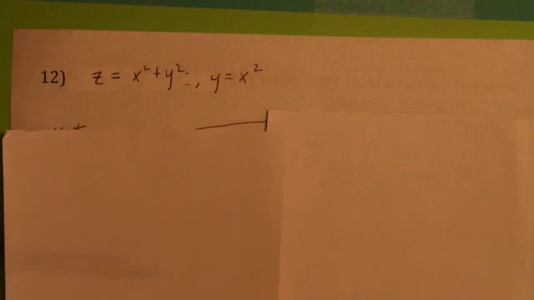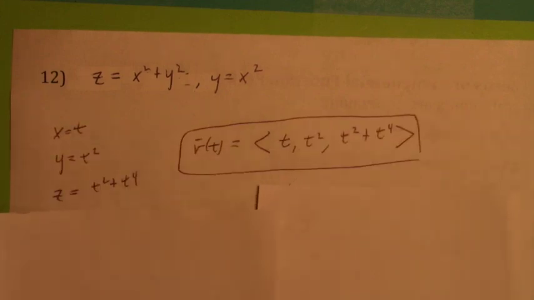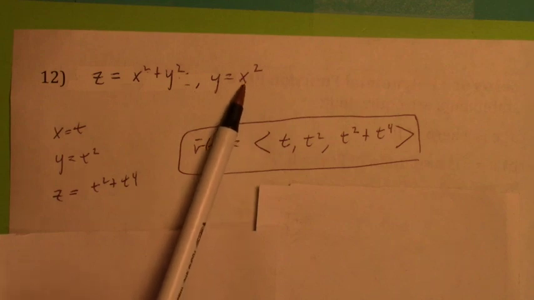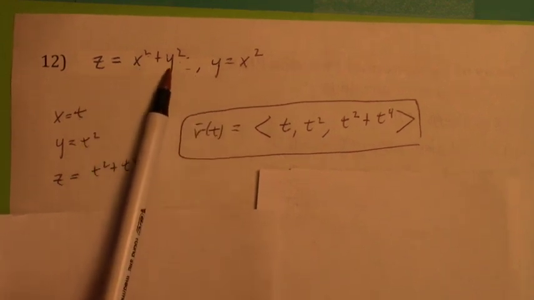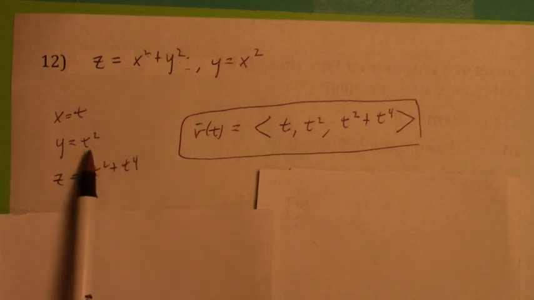Well, this is one of those times where you might let one of the values be t. Do you see why it would be good to let x be t? Because if x is t, then y would be t squared. And then z would be t squared plus t squared squared, which would be t to the fourth. So that's one way to do it.